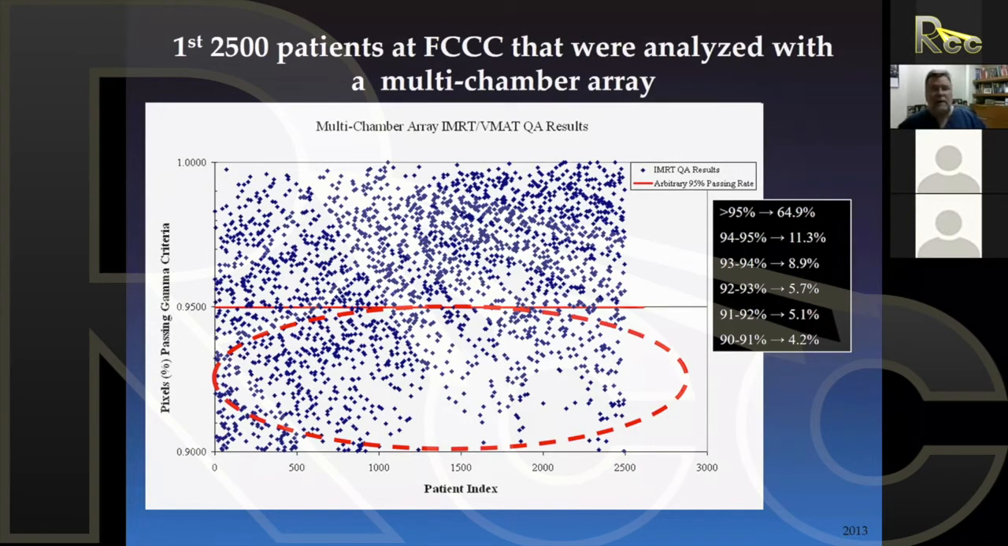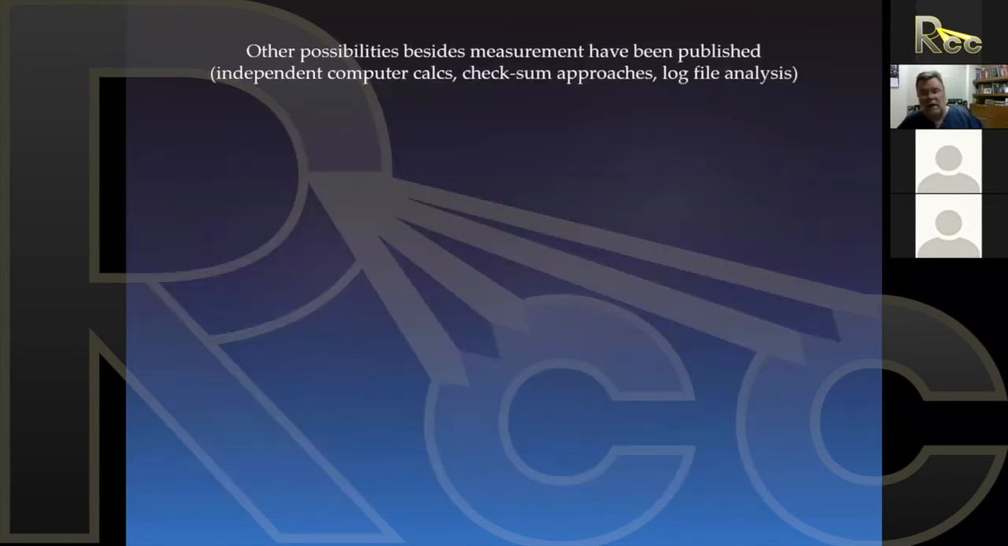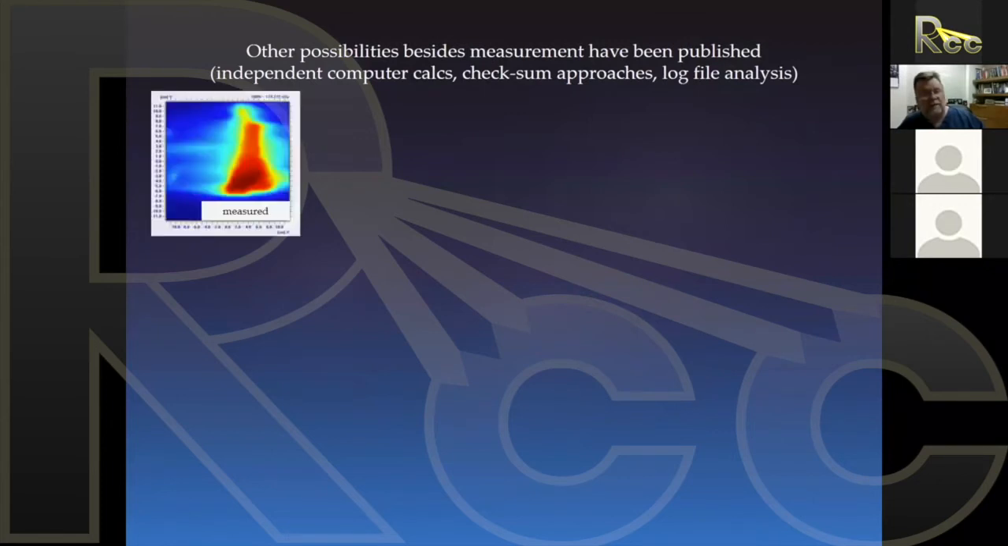There are other possibilities besides measurement, and they've been published. They can be independent computer calculations, checksum approaches, log file analysis. I'm always reluctant to use just computer calculations because they don't assess delivery, but we may do a bunch of different things. Here's one that would not have been caught.